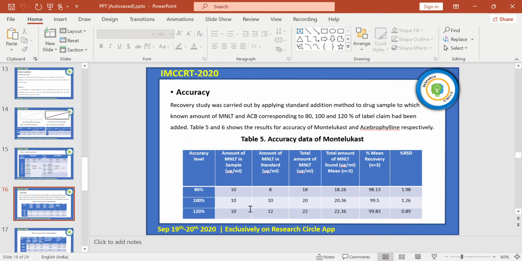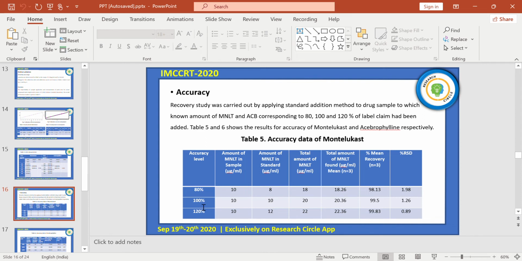This is the accuracy data for Montelukast. At 3 different accuracy levels, 80%, the amount of Montelukast in sample solution was found to be 10 microgram per ml, in standard solution 8 microgram per ml. So total amount of Montelukast was 18 microgram per ml, and by performing recovery study, total amount of Montelukast found was 18.26. So the percent mean recovery was 98.13.